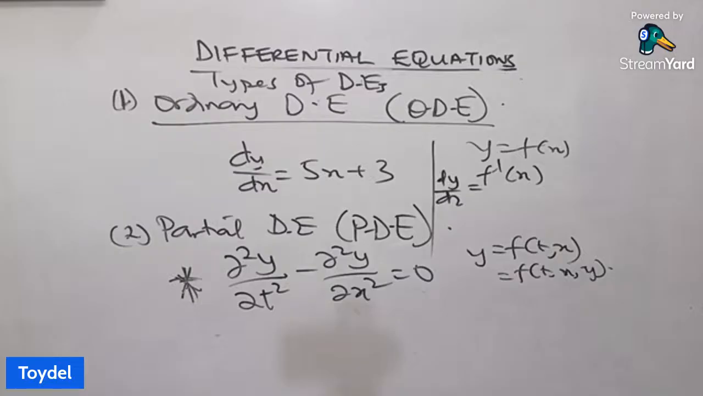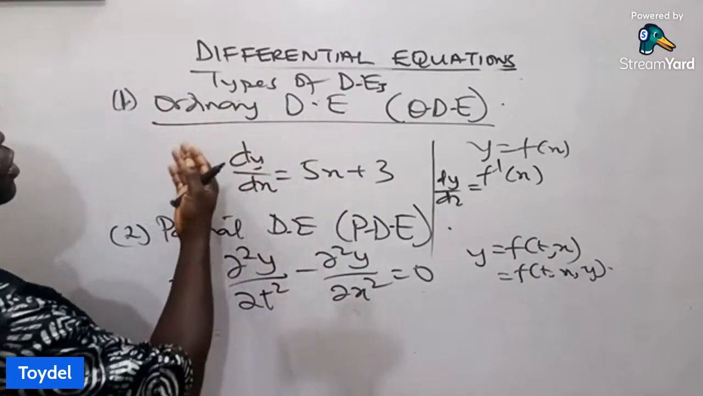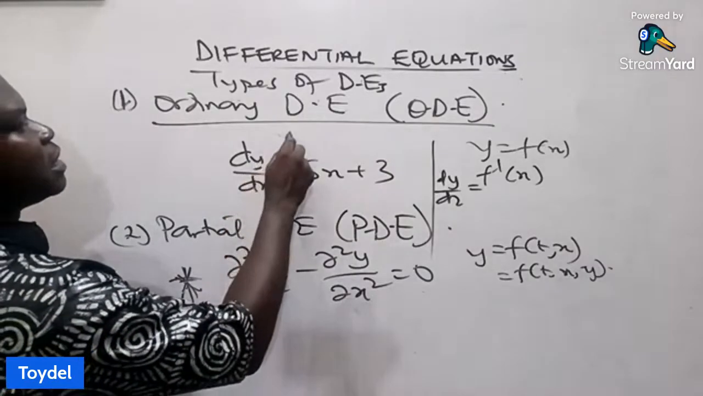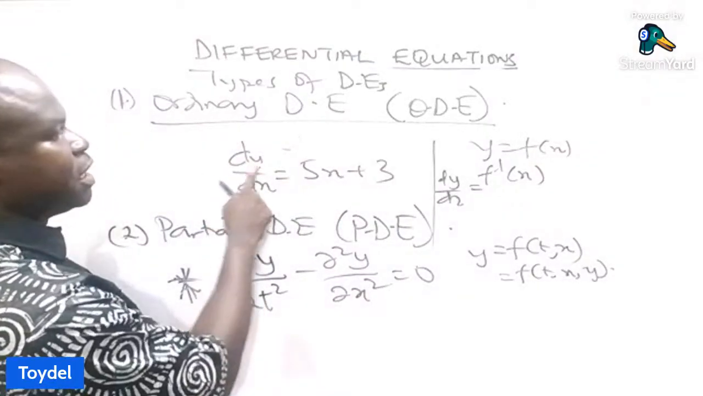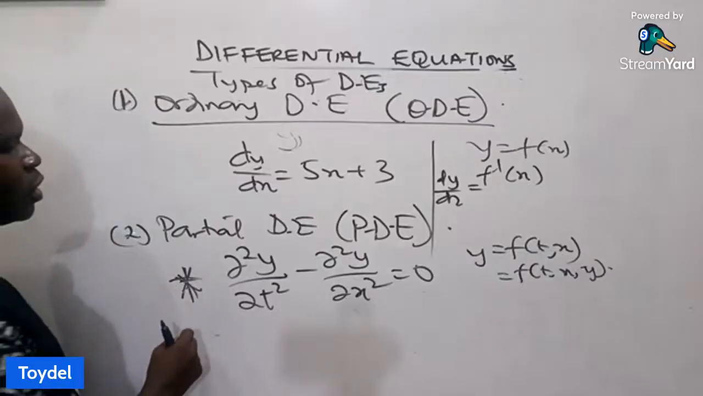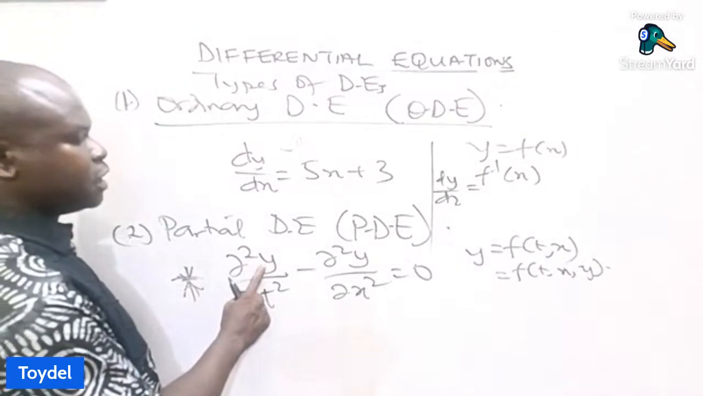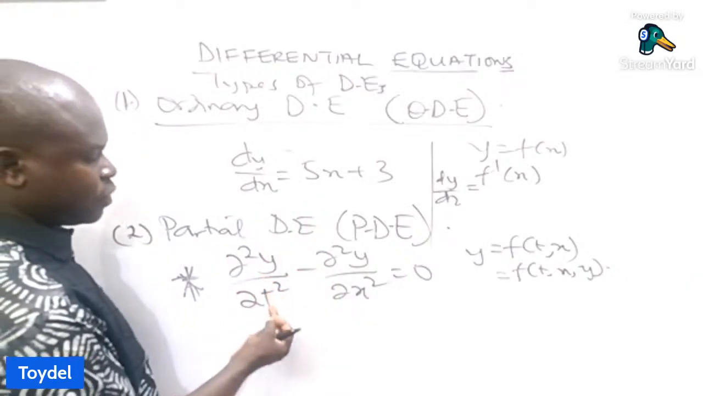So today we have talked about the definition of differential equations, and we defined a differential equation as an equation involving an unknown function and its derivative. Then we talked about types of differential equation. We only talked about 2: ordinary differential equation, in which the dependent variable depends on only one independent variable. For instance, the dependent variable is y, and the independent variable is x. Then under partial differential equation, the second type that we talked about, we have the unknown function y that depends on 2 independent variables, t and x.